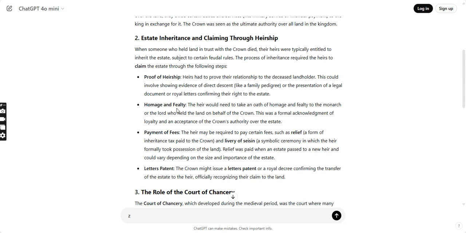Another one is homage and fealty. Wow, that's the first time I've heard that word, fealty. The heir would need to take an oath of homage and fealty to the monarch or the lord who held the land on behalf of the crown. Homage, oath of homage. This was a formal acknowledgement of loyalty and acceptance of the crown's authority over the estate. Okay, what is this word right here? Fealty.